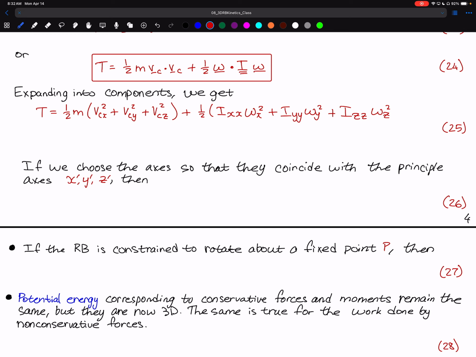and then minus 2 I sub xy times omega y omega x minus 2 I sub yz times omega y times omega z, and then minus 2 I sub xz times omega x times omega z.